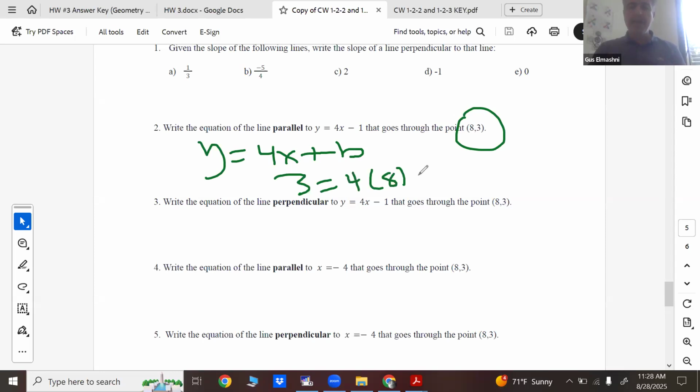So plug in 8 for x and 3 for y, and solve for b. And that should be pretty simple. You should get negative 29, I think. Yeah. So we get negative 29. And there we go. y equals 4x minus 29.